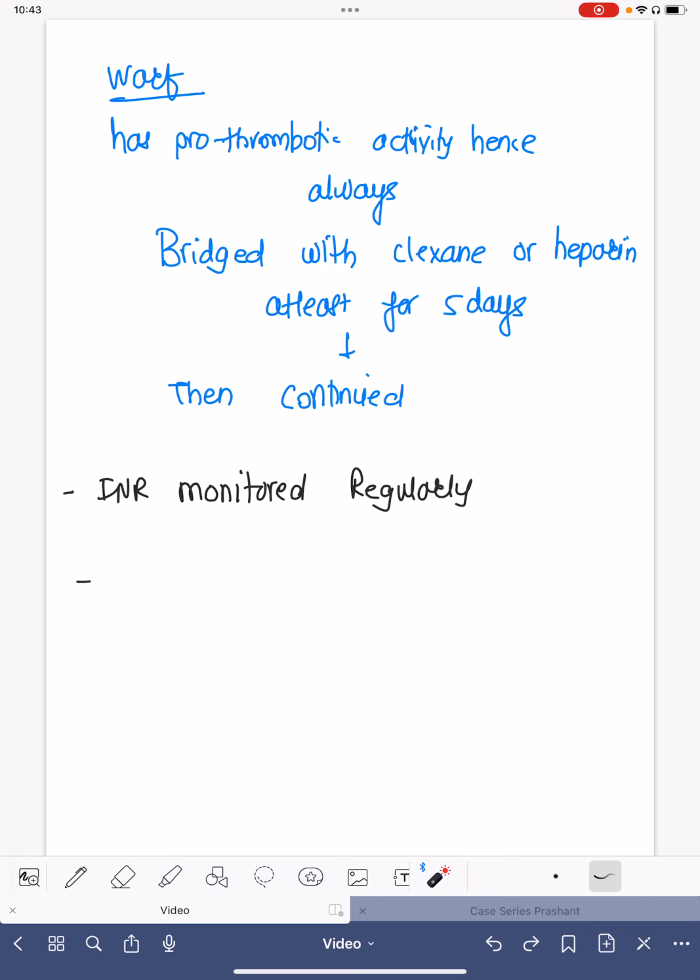There is one very interesting thing: warfarin is not directly started, because warfarin has prothrombotic activity. Hence, it is always bridged with Clexane or heparin, that is unfractionated heparin or low molecular weight heparin, whenever we need to start warfarin for the first time. So Clexane or low molecular weight heparin or heparin is given with warfarin for at least 5 days, and then this heparin is discontinued and warfarin is continued.